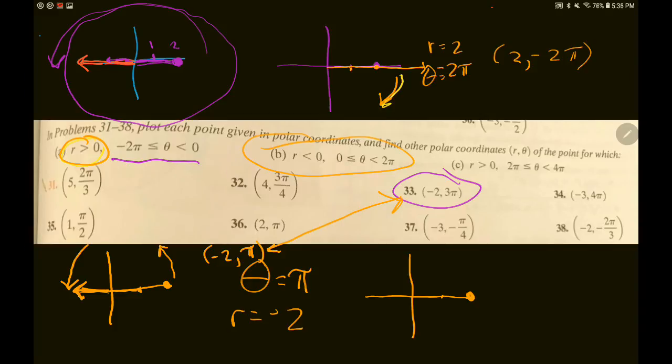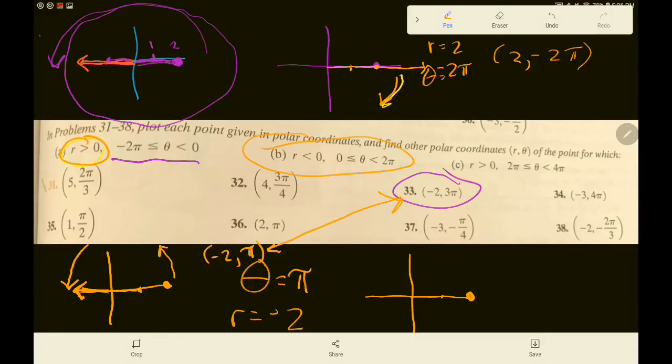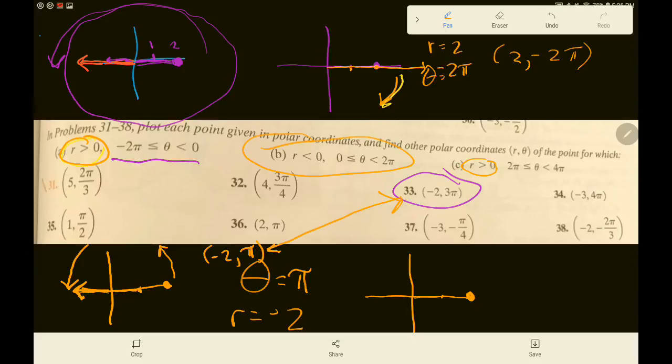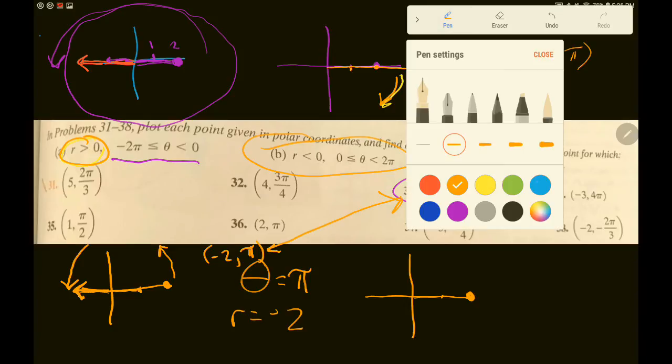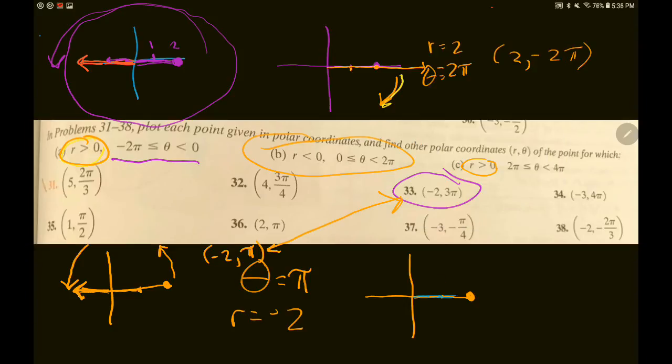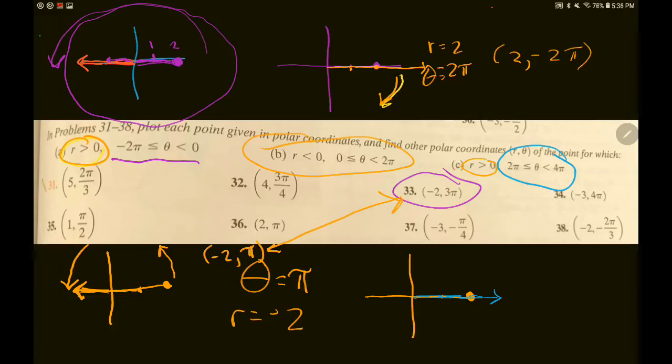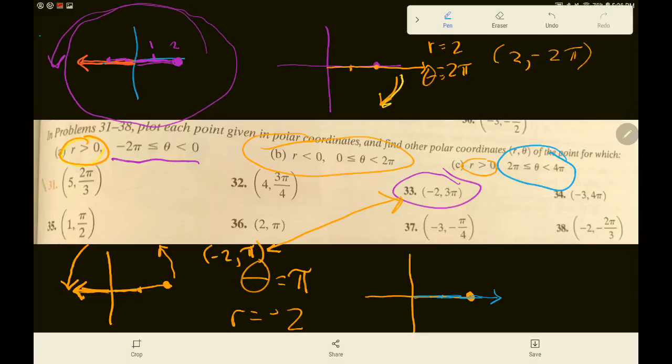But here's that same point. This time in C, we're looking for r greater than 0. So we're going to want some angle. Let me get a different color. We're going to want some angle that actually points in this direction so that it's a positive r in that same direction. This time we want the angle between 2 pi and 4 pi.